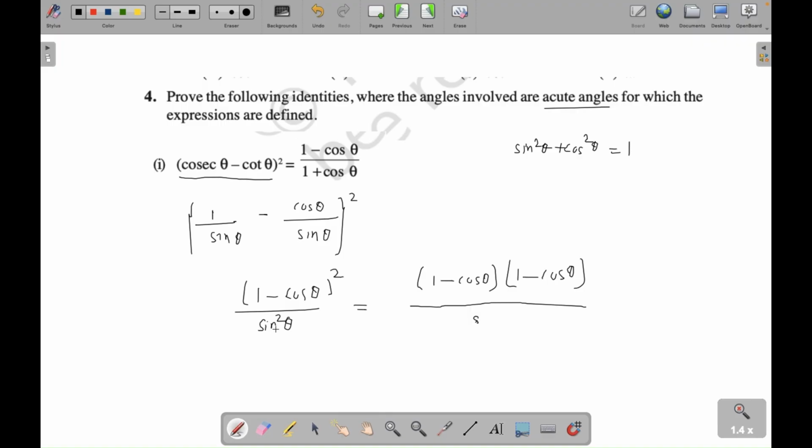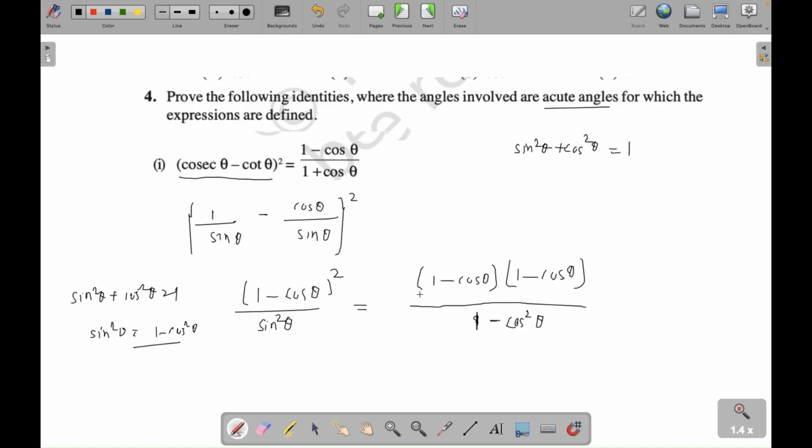So say if I want to write cos theta in terms of sine theta, we'll use this identity: sine square theta plus cos square theta is equal to 1, and then sine square theta is equal to 1 minus cos square theta. So from this we know that if I have sine square theta, I can write it in terms of cos square theta. And then this is of the form of a square.